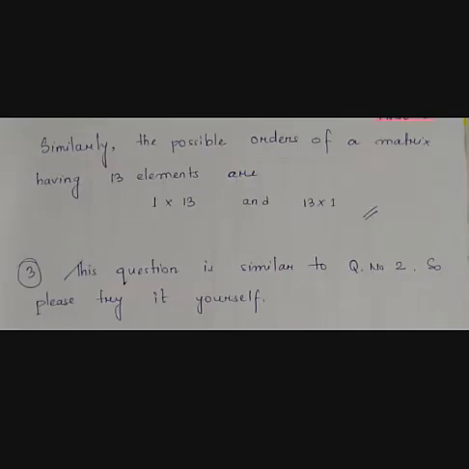If we look at the second part of this question, when the matrix has 13 elements, then what are the possible orders? When you factorize, we get only two factors, 1 by 13 and 13 by 1, meaning 1 and 13 are the factors of 13. Therefore this can be arranged in the form 1 by 13 and 13 by 1.